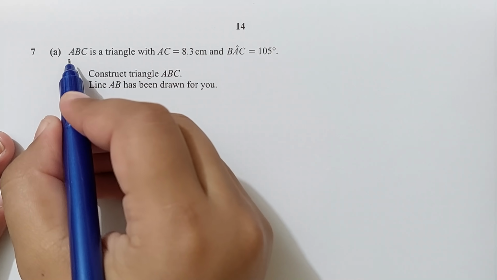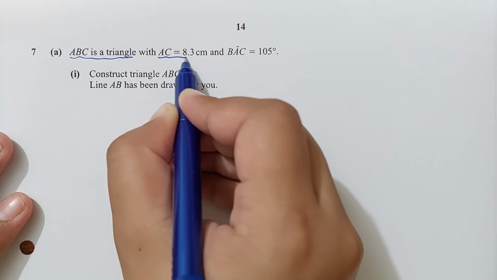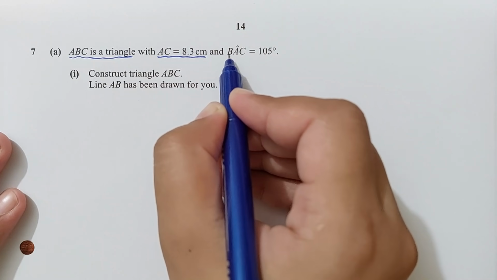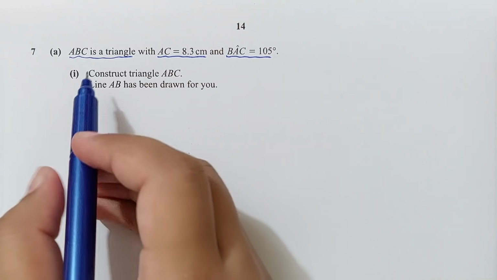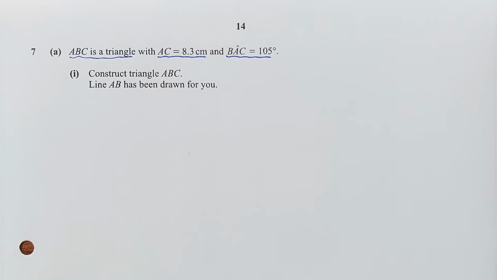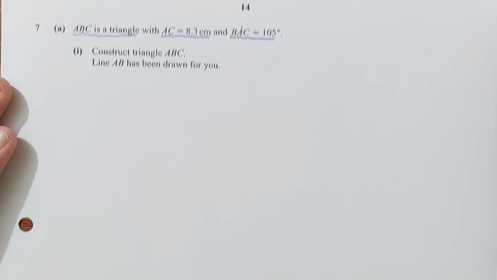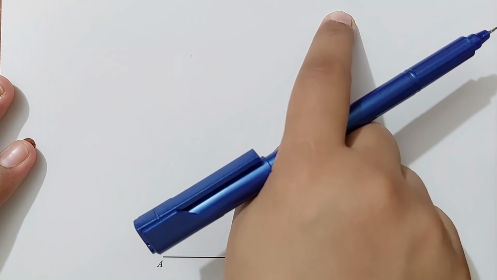Question number 7, part A. ABC is a triangle. AC is 8.3 centimeters. Angle BAC is 105 degrees. Number 1, construct the triangle ABC. Line AB has been drawn for you, right? AB is drawn, right? So first, the angle we have been given is BAC, 105.